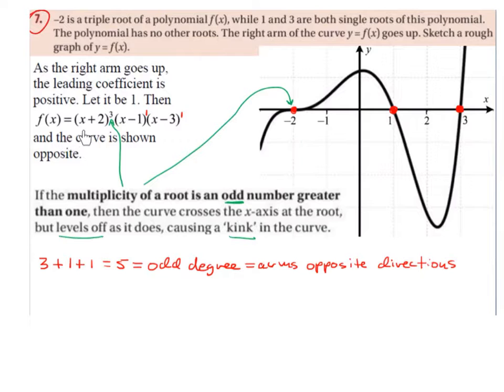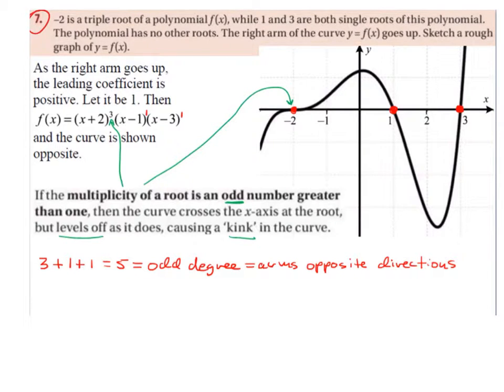So we have f of x equals (x plus 2) cubed times (x minus 1) to the power 1 times (x minus 3) to the power 1. And the curve opposite shows that. So this is our x-axis. And the first thing we have to notice is that our curve crosses the x-axis at minus 2, 1, and 3. We were told that the right arm goes up, so we can see we're starting off with our right arm going up.